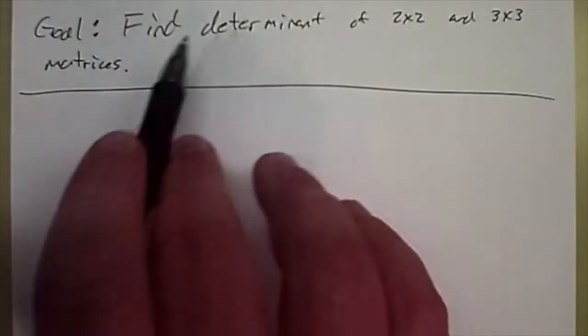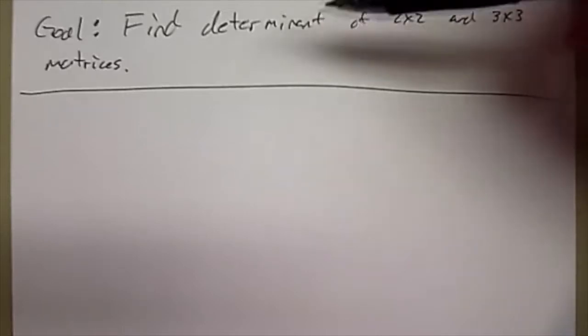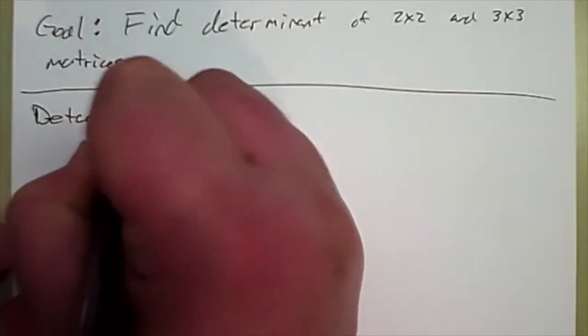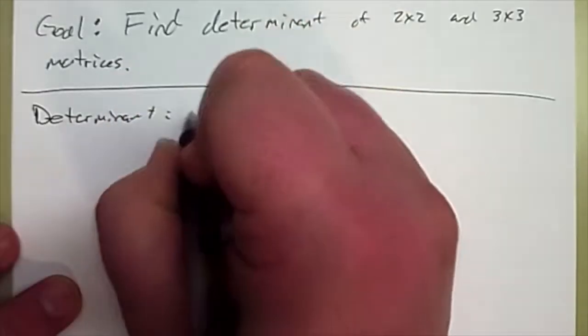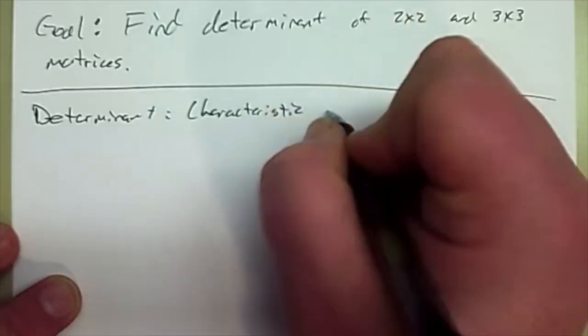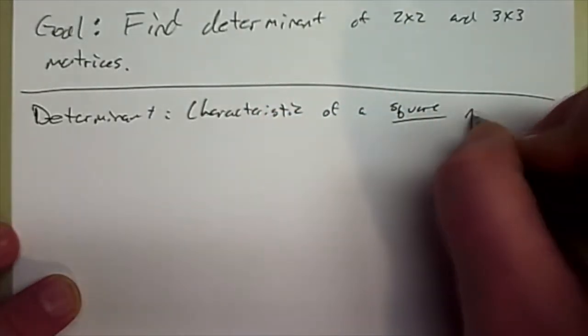All right, so determinant. The determinant is a characteristic of a matrix. So let's just write that down. A determinant is a characteristic of a square matrix.